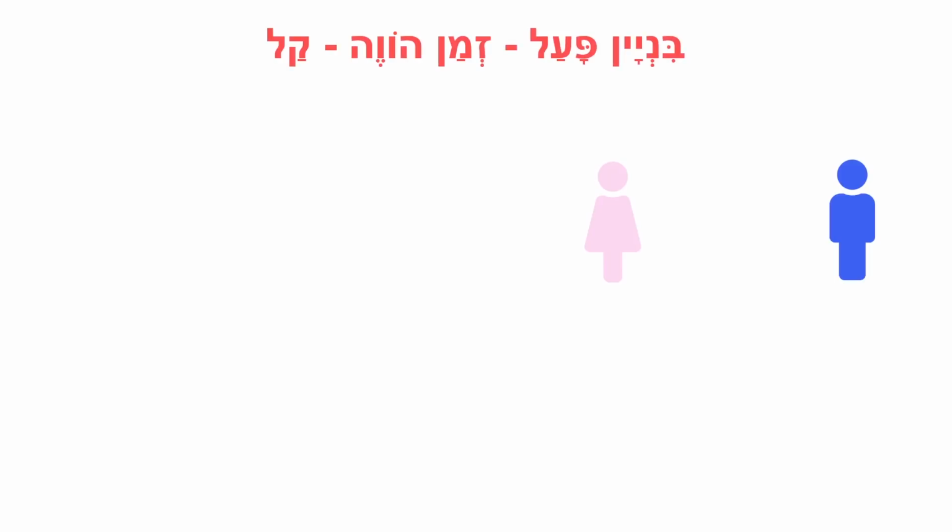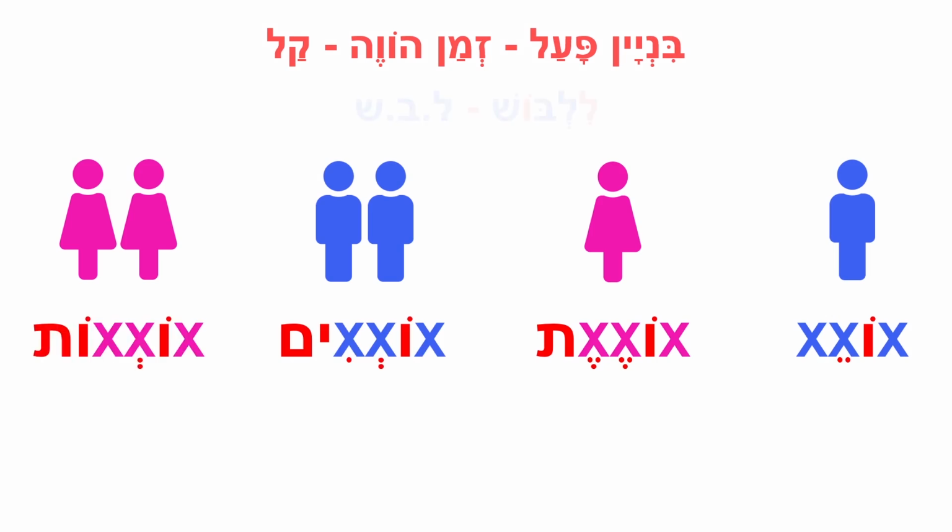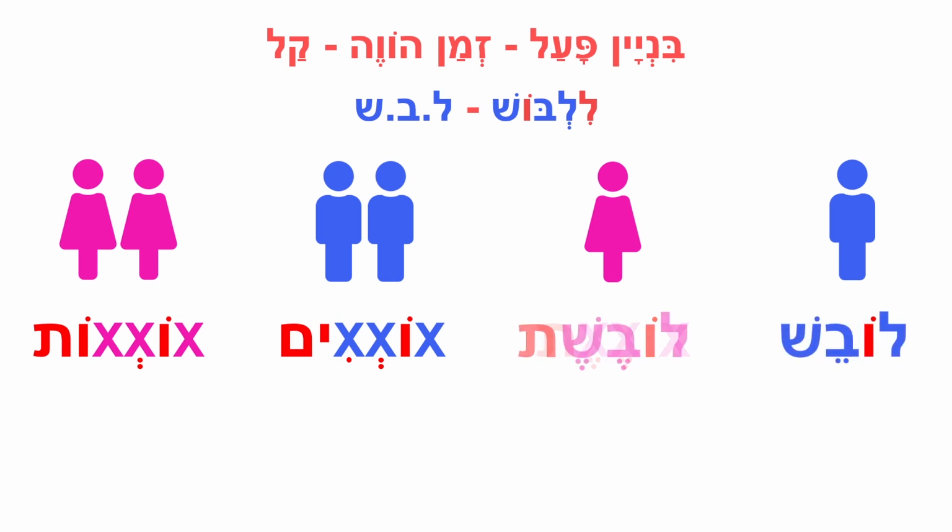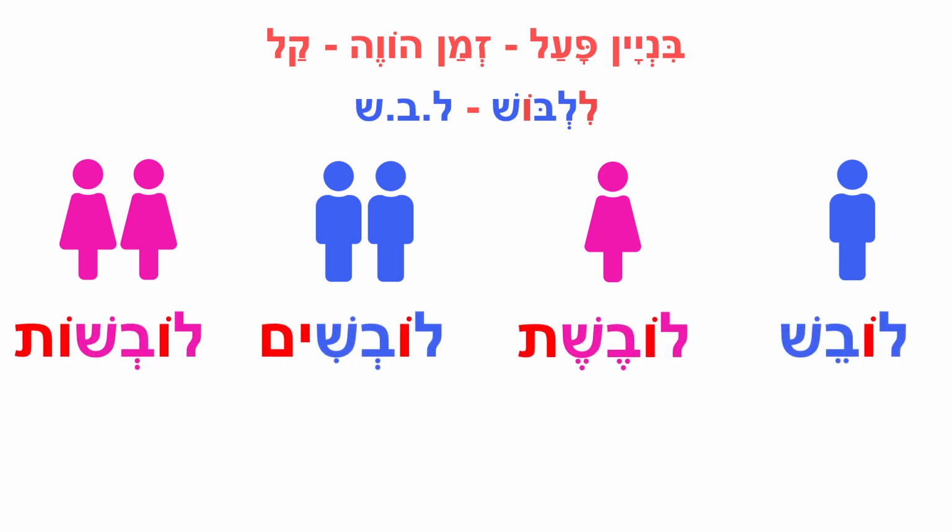Another example is the verb lilbosh, to wear. 4 conjugations, same conjugation pattern. Here the verb lilbosh has a dagesh on the second root letter, which is bet, and when we start conjugating it, the dagesh will disappear. So instead of being a B sound letter, it will be equivalent to a V sound letter. Therefore, the conjugation will be lovesh, loveshet, lovshim, lovshot. And the verb is lilbosh.